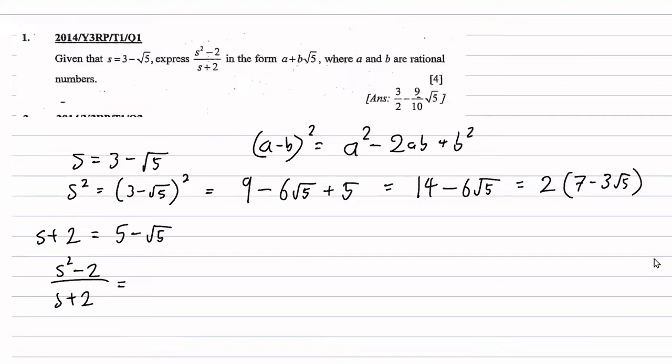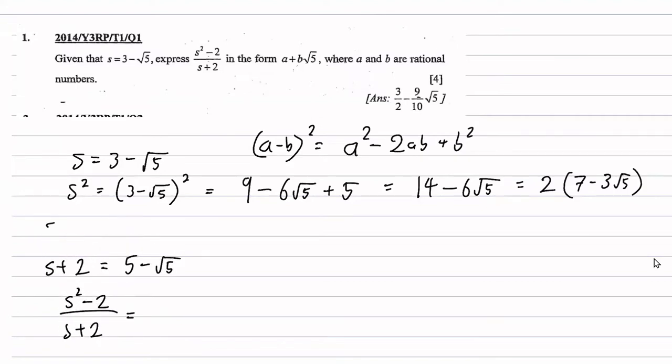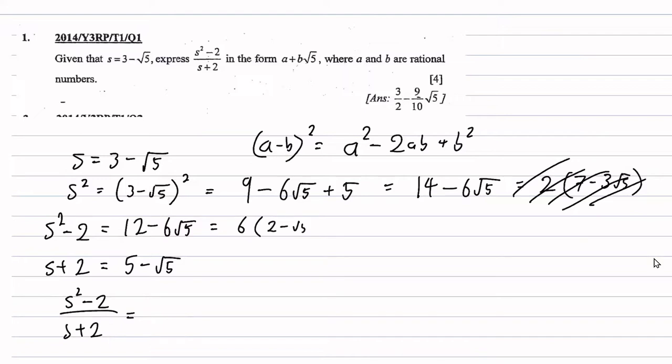Wait, maybe I should also calculate that first, just to be a bit neater. s squared minus 2 is actually what? 12 minus 6 root 5. Actually, I shouldn't bother factorizing here because I need to minus 2. Then I can factor out a 6 now. So it becomes 2 minus root 5. Then you sub in 6 multiplied by 2 minus root 5 divided by 5 minus root 5.